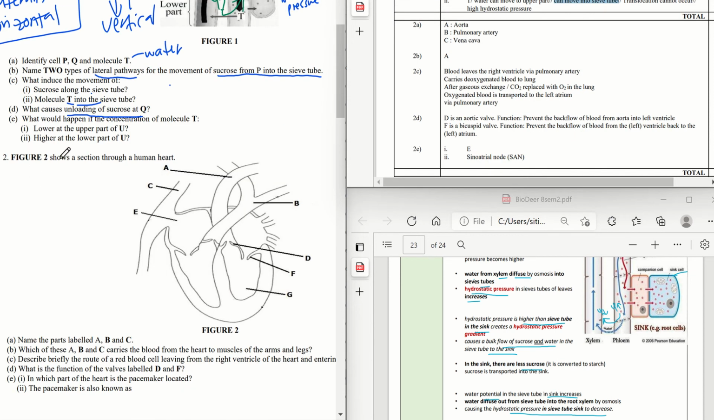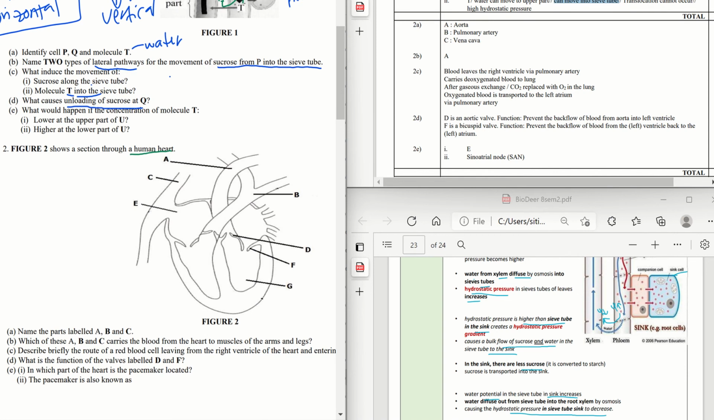Soalan nombor 2. Figure 2 shows a section through a human heart. Nampak je human heart, Chapter 8. So chapter 8, human heart. Kita tengok kat sini, first kita tengoklah diagram. You tahu ini terus. Ini right atria, ini right ventricle, ini left atria, ini left ventricle.